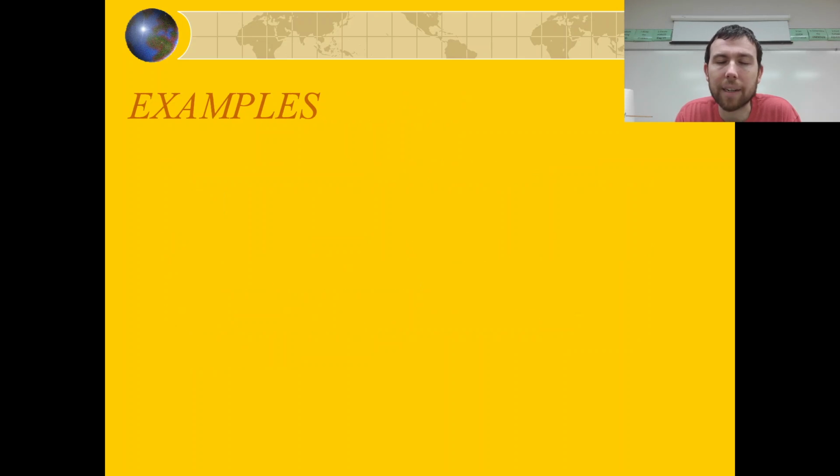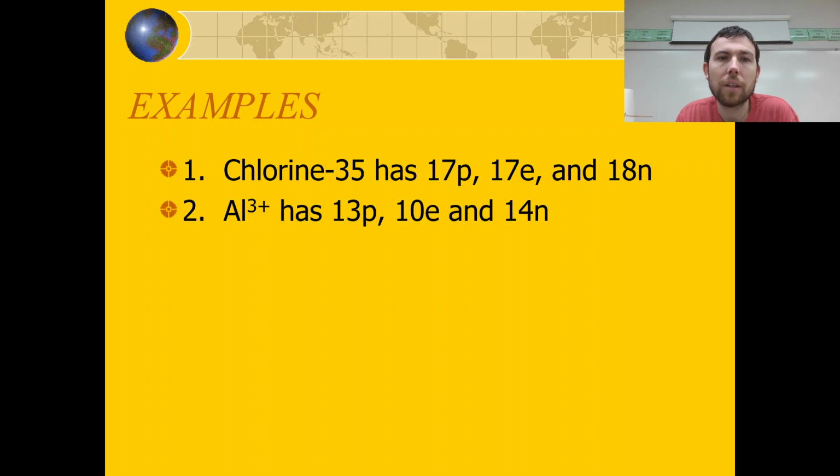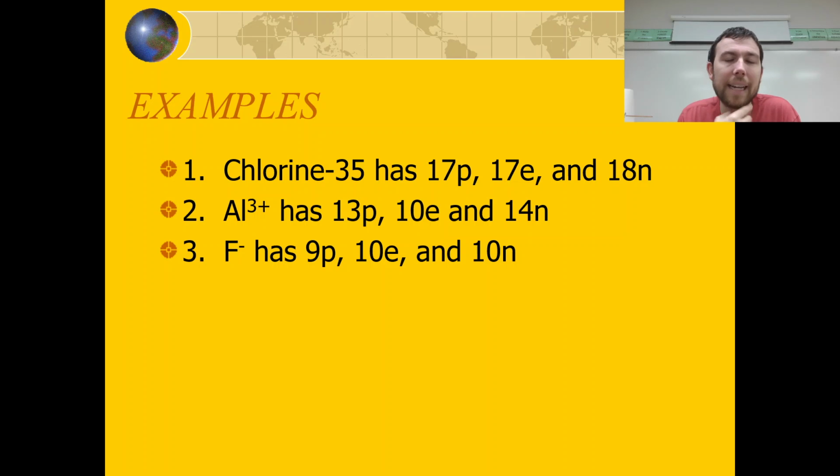All right, some other examples to consider. Again, we've got our chlorine 35: 17 protons, 17 electrons, and 18 neutrons. If you had the aluminum 3+ ion, we're assuming that this is aluminum 27, since they didn't give the mass number here. Aluminum 3+ has 13 protons, 10 electrons, and 14 neutrons because we're specifically dealing with the aluminum 27 ion/isotope of aluminum.